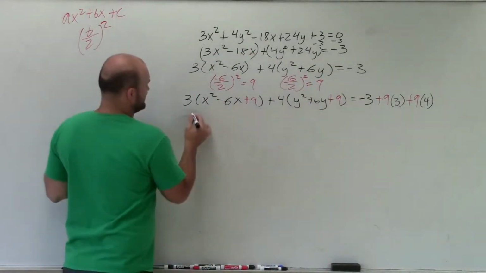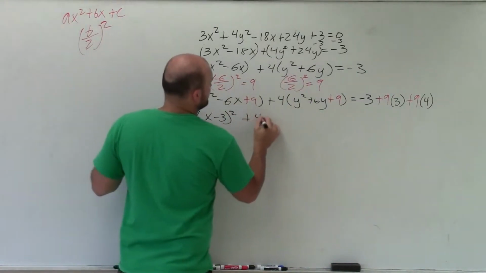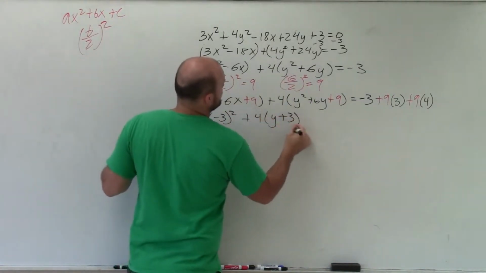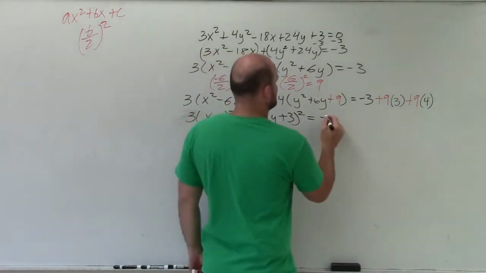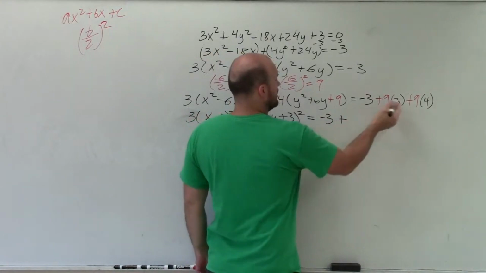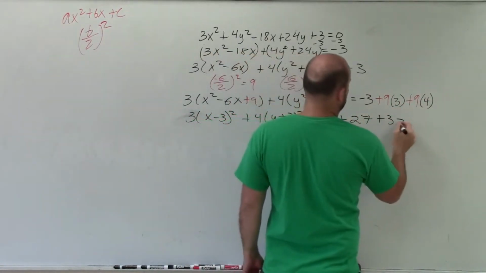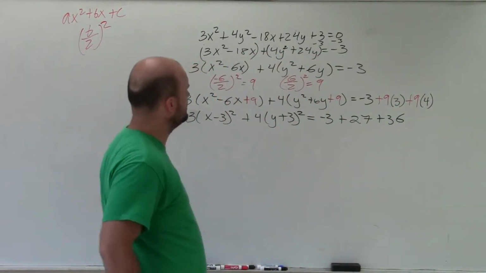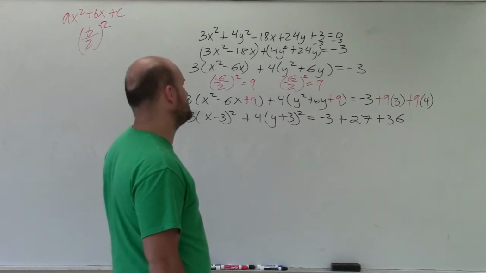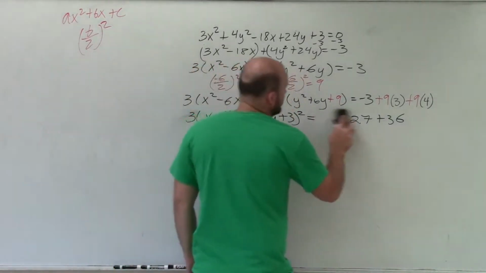All right, so by factoring this down, I get 3 times x minus 3 squared plus 4 times y plus 3 squared equals, now I just need to combine these, so really it's negative 3 plus 27 plus 36. So that's going to be 24, 50, 60. Okay? So when I add these all up, I get 60.